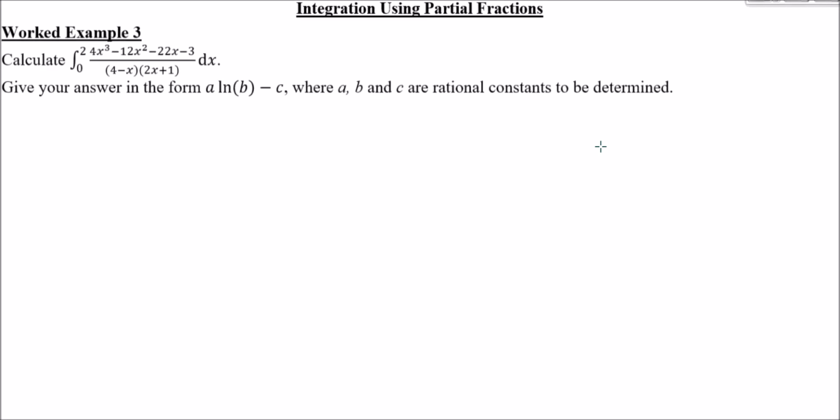So, worked example 3. Calculate the integral from 0 up to 2 of 4x cubed minus 12x squared minus 22x minus 3 all over 4 minus x brackets 2x plus 1. This time we're told how to write our answer. So give your answer in the form a ln b minus c, where a, b and c are rational constants to be determined. So this time approach 4 is so much better than using algebraic division. I'll show you very briefly algebraic division after, but it's, in my opinion, not worth even going there.